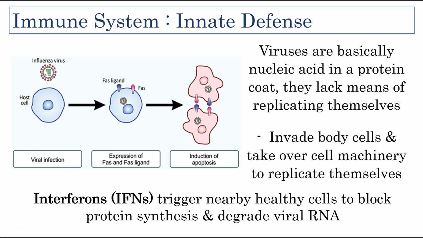Because viruses are so simple, they lack the means of reproducing themselves, so their overall goal, pretty much no matter the virus, is to infiltrate a healthy, happy cell and take over the cell machinery. Because they're just RNA, they can get into our plasma membrane, they can get into the cytoplasm of the cell and take over ribosomes and just start recreating viral proteins within our own cells. Interferons, these guys are triggered by healthy cells who have sensed that there are virally infected cells nearby. This helps them to block that protein synthesis so that viral RNA is left exposed and can be broken down.